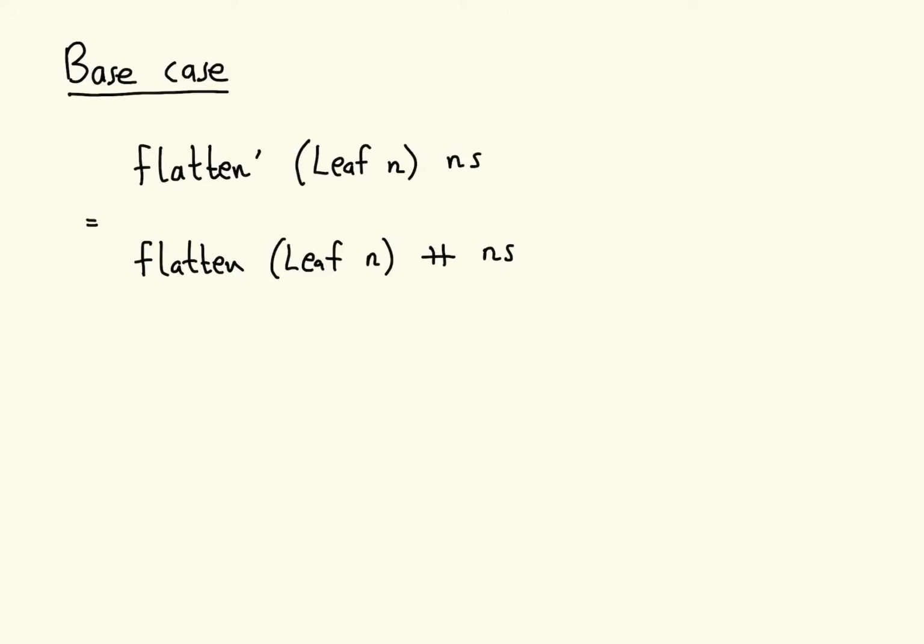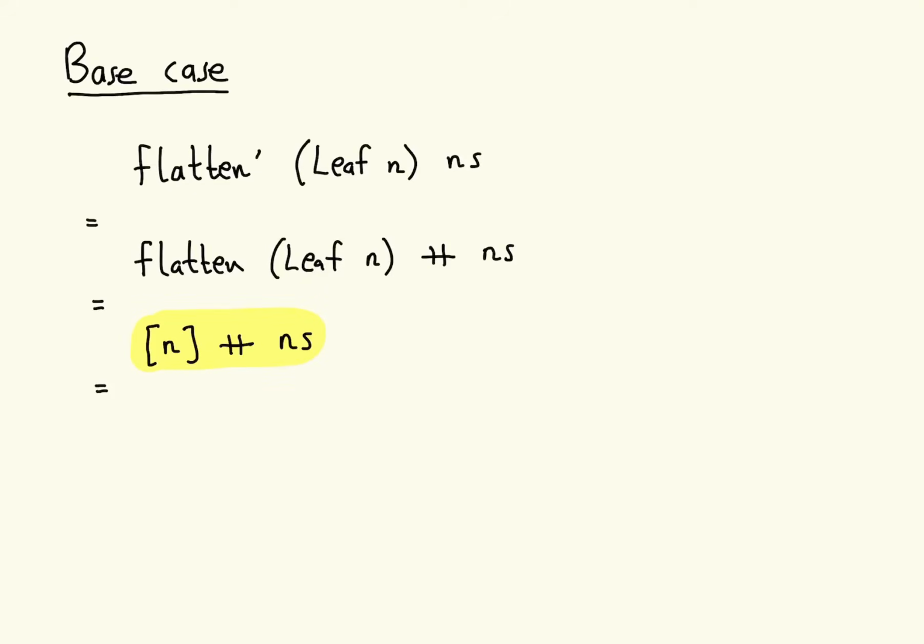And now I can think, well, what can I do? It's very clear what I do in this step. I know how to flatten a leaf, so I can just apply the definition of the flatten function. The hint this time around would be applying flatten, and I'm simply going to get the value n sitting on a list on its own, and then I'm going to append ns on the end. And I'm nearly done at this point.